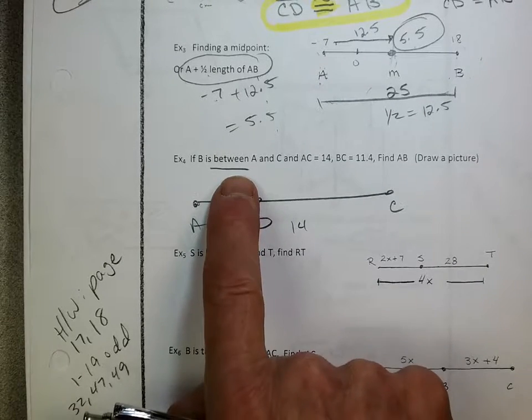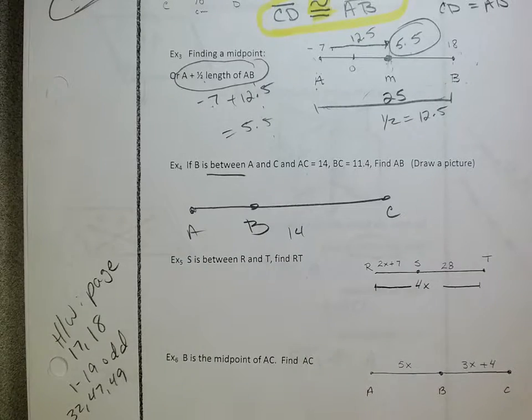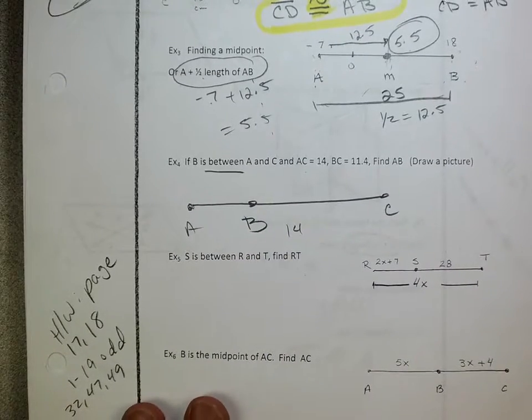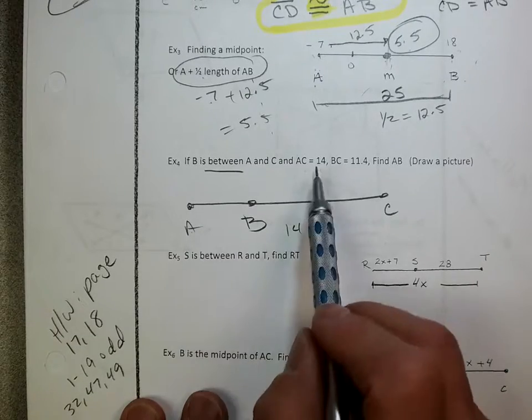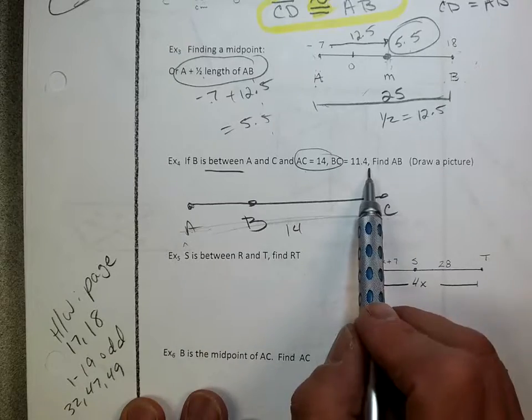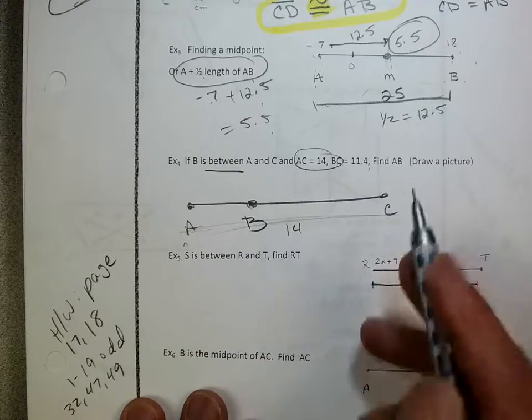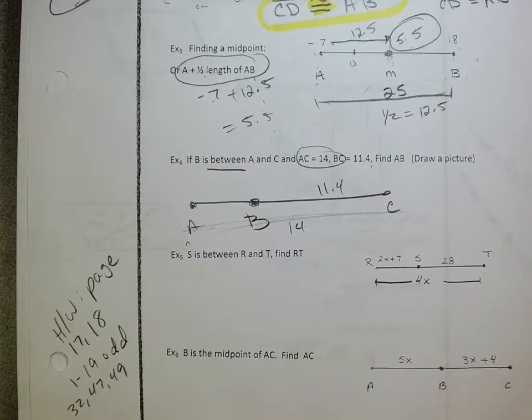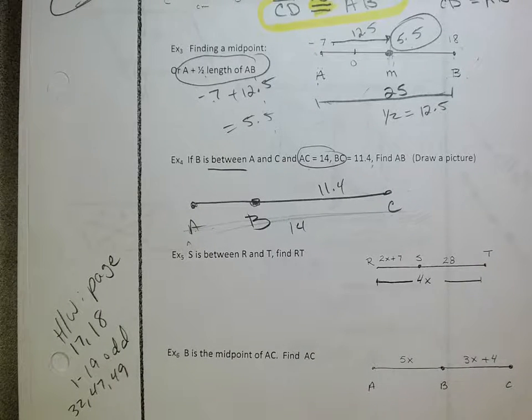Okay, so let's go back to this. It's between. Is it in the middle? I don't know. It's somewhere, right? So I put B somewhere. Now remember, it's not necessarily in the middle. Might be. So the whole thing, AC, is 14, all the way across. BC is 11.4. Okay, so could I find AB? I'm hoping this is pretty obvious. Find AB. What do you think?